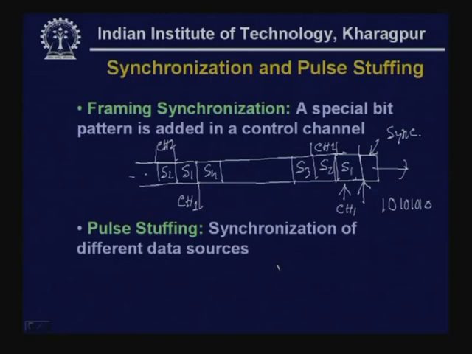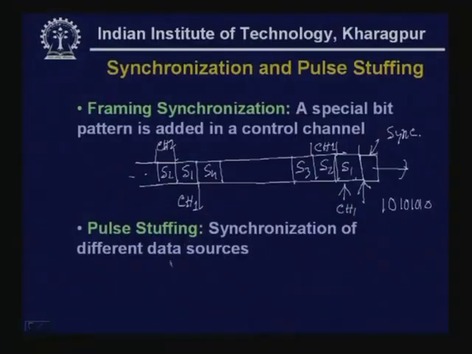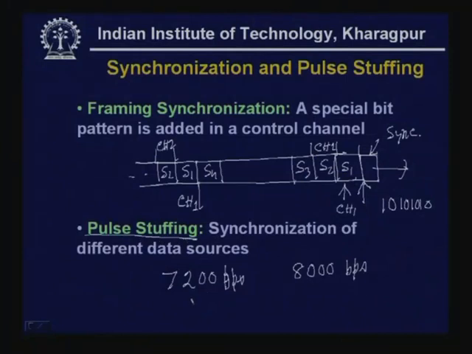Now, sometimes it so happens that the data rate coming from the source is not matching. For example, for the purpose of multiplexing your requirement is, say, 8000 bits per second. On the other hand, from the source the data is coming at the rate of 7200 bits per second. So, data rates are different. In such a situation, what will you do? In such a case, a technique known as pulse stuffing is used, so that the synchronization of different data rates is possible.